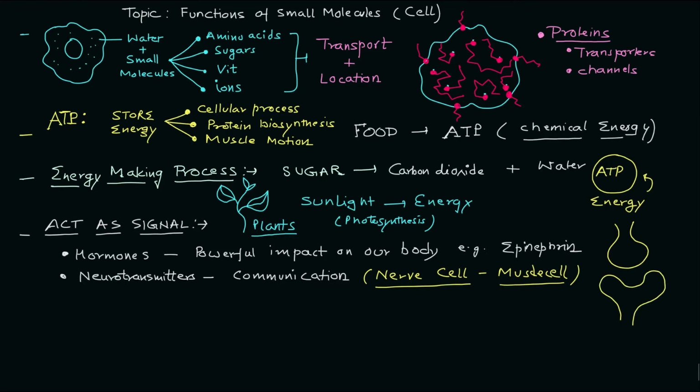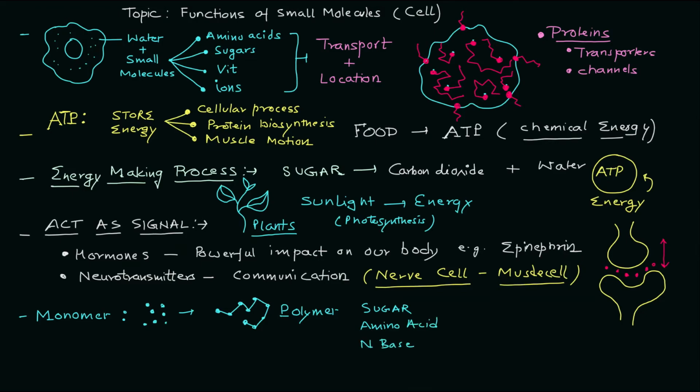Next, you have the monomeric forms of small molecules such as amino acids and sugars. They construct polymeric structures. In this case, if I give you an example of sugar, it can construct polysaccharides. Amino acids can construct proteins. Then you have nitrogenous bases that can construct DNA molecules. So small molecules are not only important in the small form, they also construct these polymeric structures.